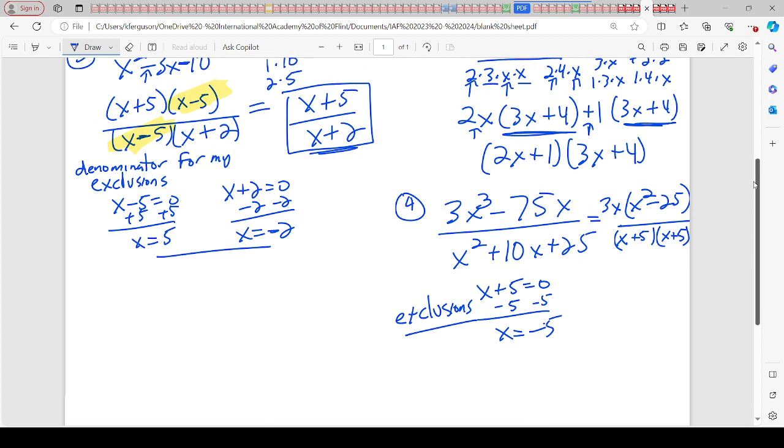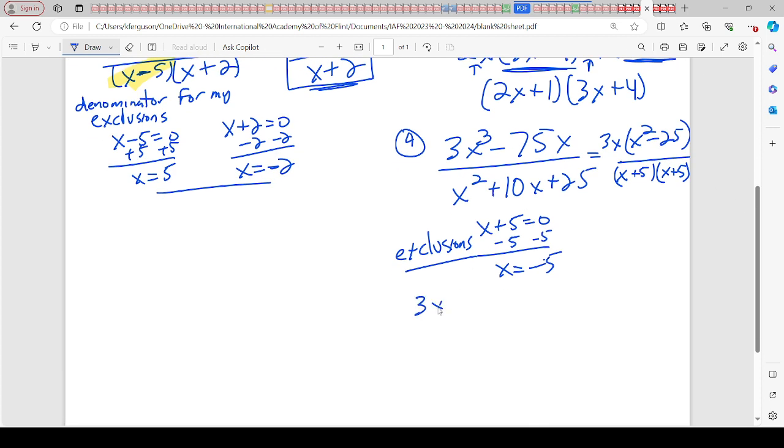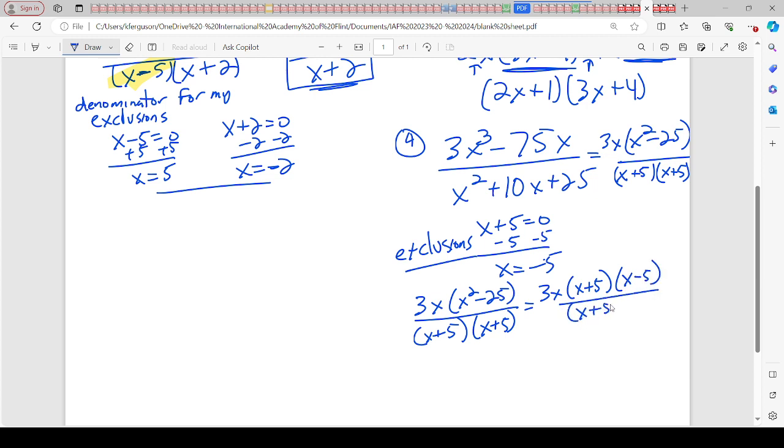So now that I got that, now I can go to reducing. Where I was at was 3x times x squared minus 25 over x plus 5 times x plus 5. Well, what is this? That is the difference of squares. So that's 3x times x plus 5 times x minus 5 over x plus 5 times x plus 5. And then I can cancel those off. And so I have 3x times x minus 5 over x plus 5. And that's my final answer.